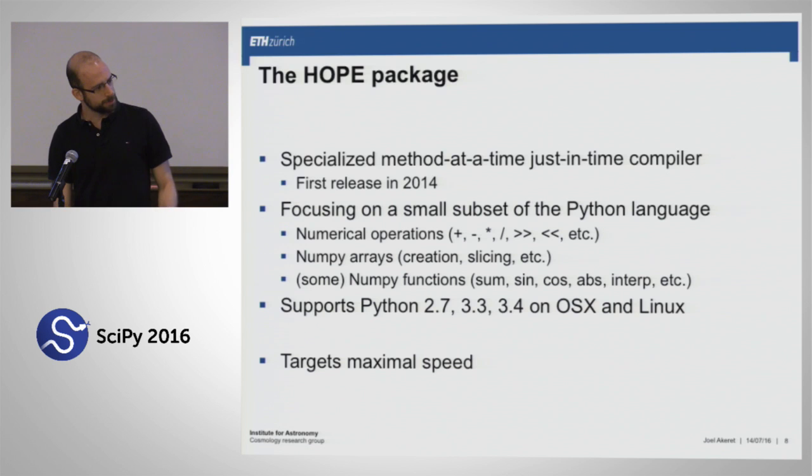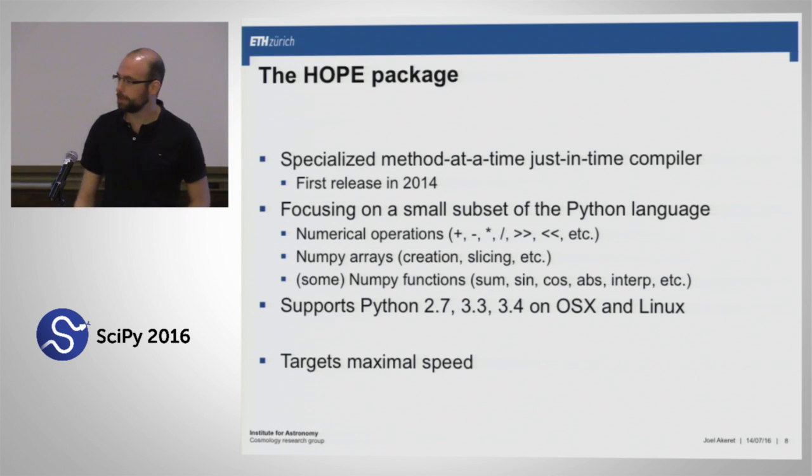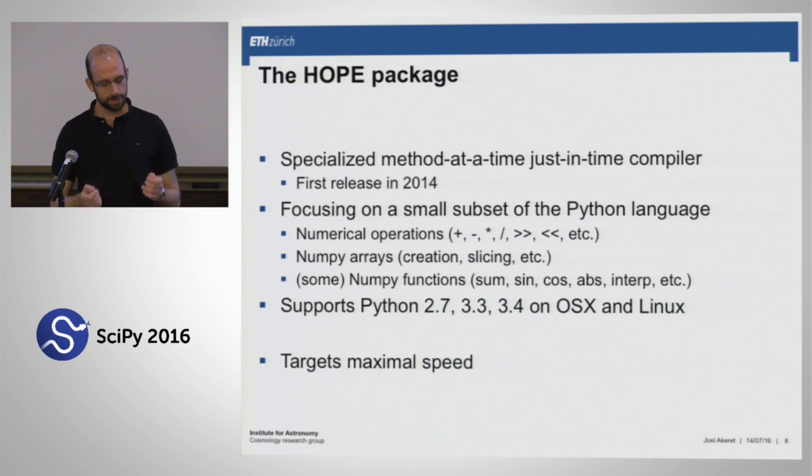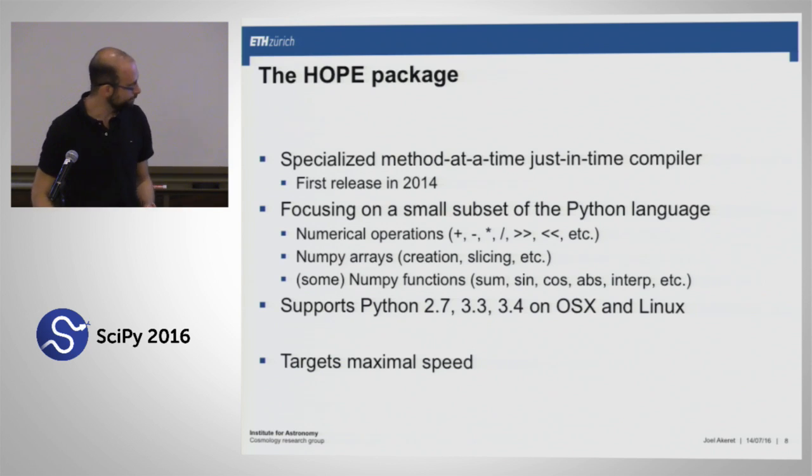HOPE is able to run in different environments. It supports Python 2.7 and Python 3 to some extent. We're currently using it on OS X, when we're developing on our notebooks, but it also runs on Linux, so when we're scaling out on a cluster, it runs there as well. It's very important to note here that HOPE is targeting maximum speed. So we only support the subset of the language where we know we can compile it and get the maximum speed.